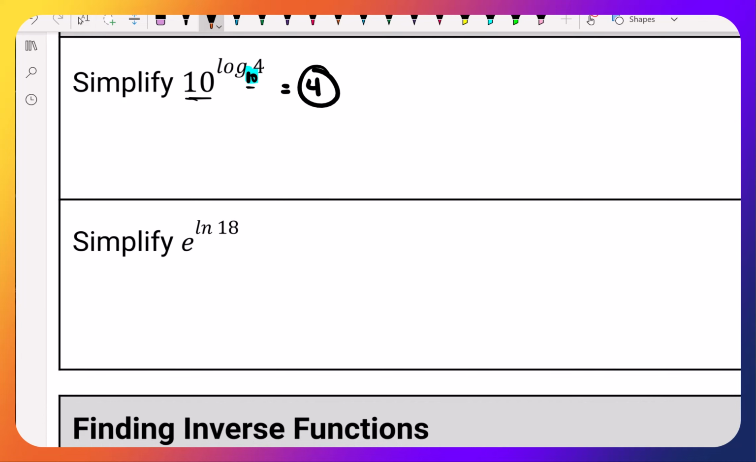All right, this one's very much like the one above it. You cannot see the base here, but this is a natural log, and the base of a natural log is e. These two are the same base. If they're the same base, this means that they are opposites of each other, and your answer will be 18.